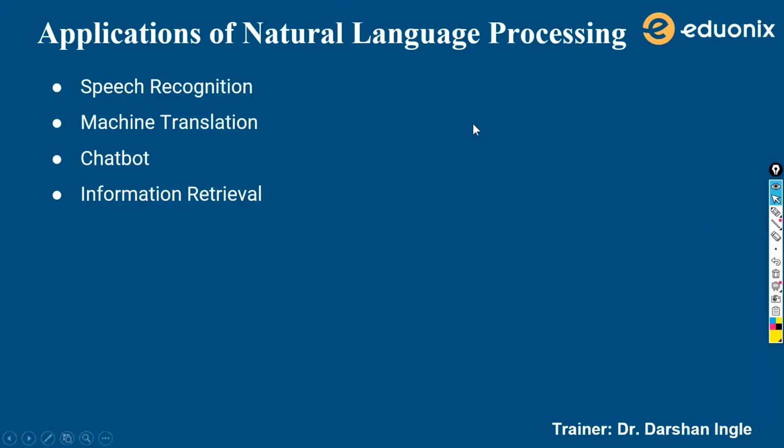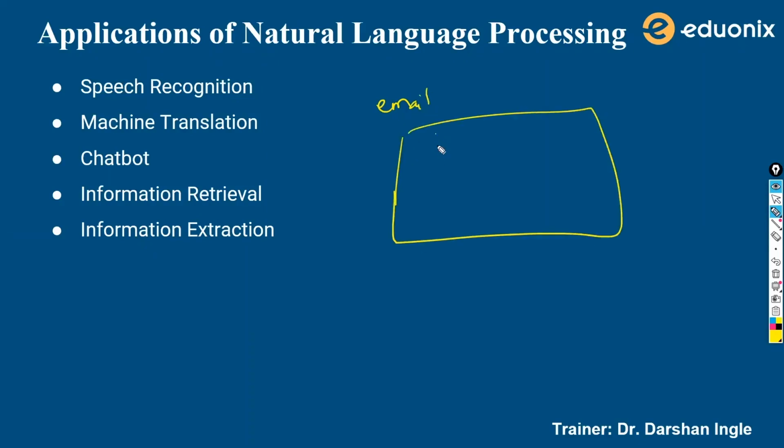The next one is information extraction. When I talk of information extraction, it is basically the automatic extraction of structured information from unstructured or semi-structured machine-readable documents. A very simple example: let's say you have received an email from a person, and that email is an invite for a conference.